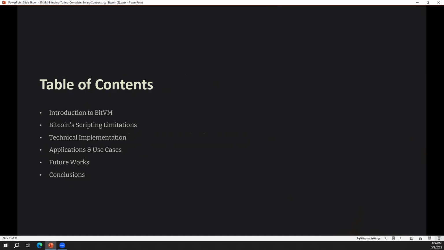So we have our table of contents here, which includes the introduction to BitVM, Bitcoin scripting limitations, the technical implementation of BitVM, applications and use cases, future works, and conclusions. These are the topics that we'll be discussing in the later slides.